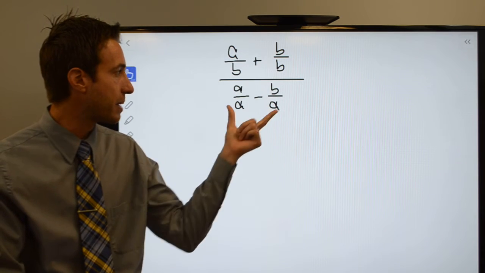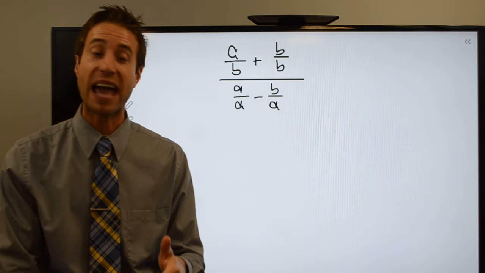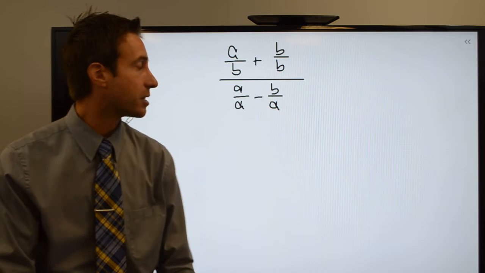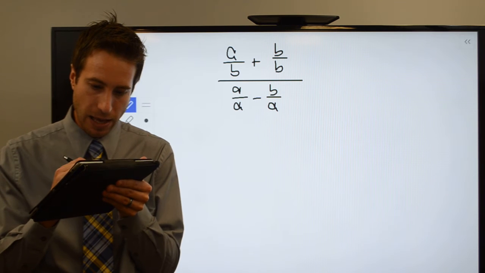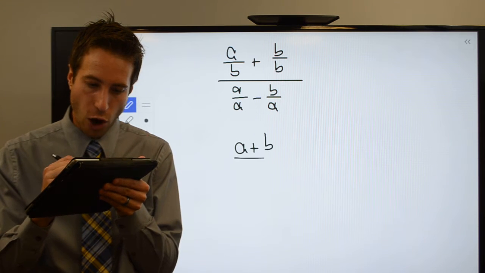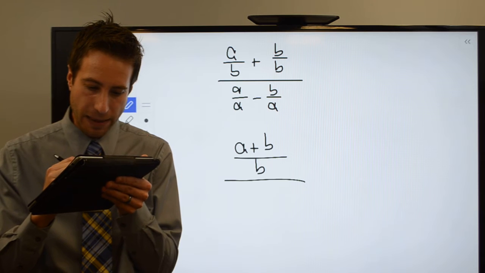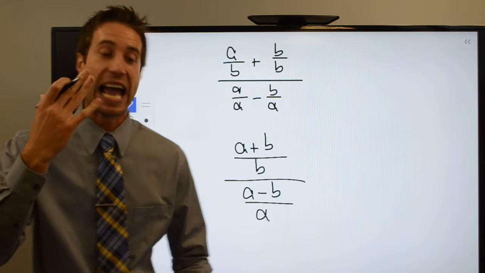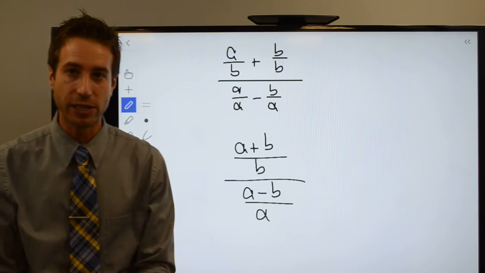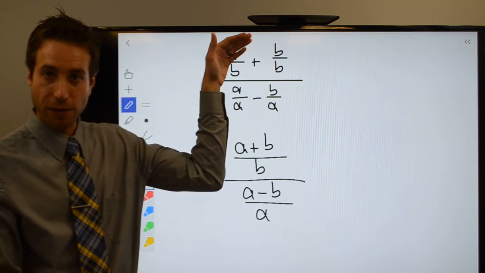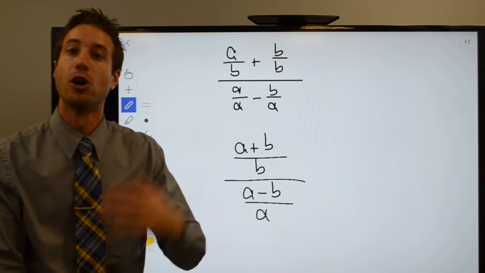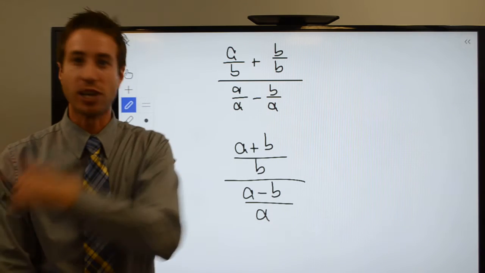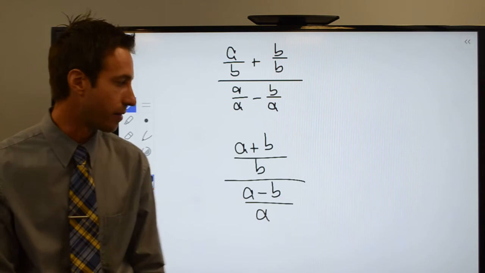I have my common denominator of b. I have my common denominator of a. Go ahead and add the fractions in the top, subtract the fractions in the bottom. I wind up with, oh, sorry, I need my pen, a plus b over b divided by a minus b all over a. And again, just like the previous two problems, you take care of the fractions in the top, take care of the fractions in the bottom, and you wind up with a complex rational expression just like we took a look at in section 1 of this chapter.